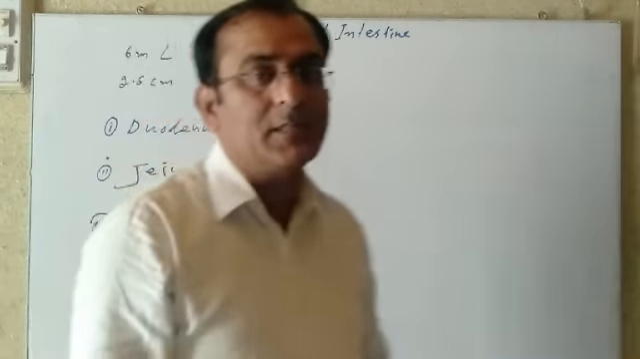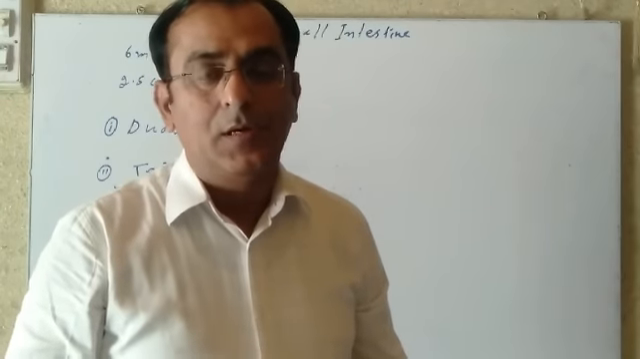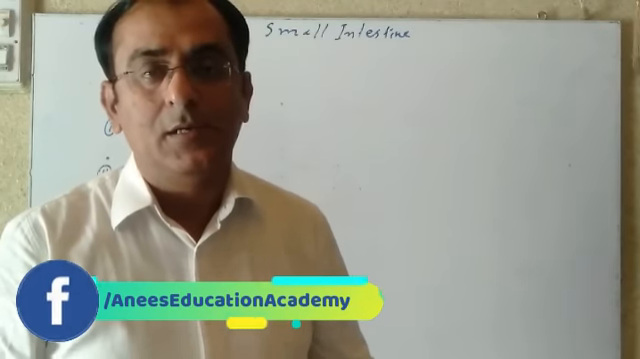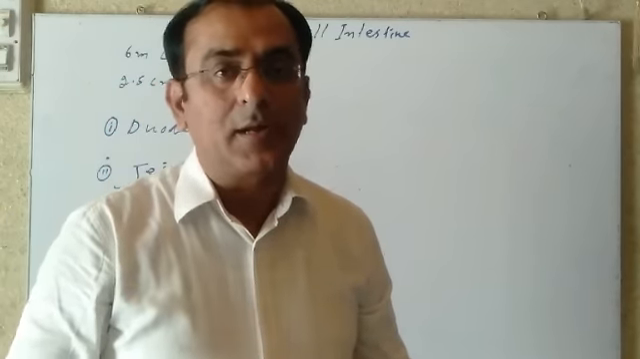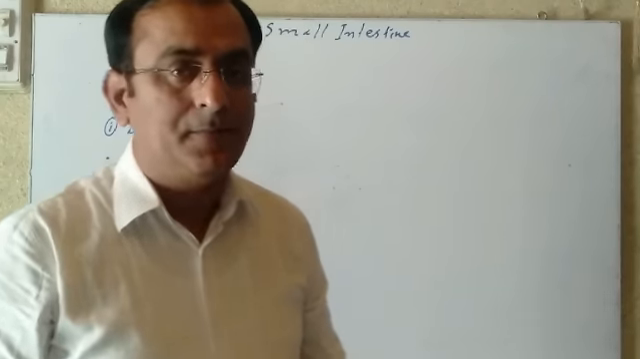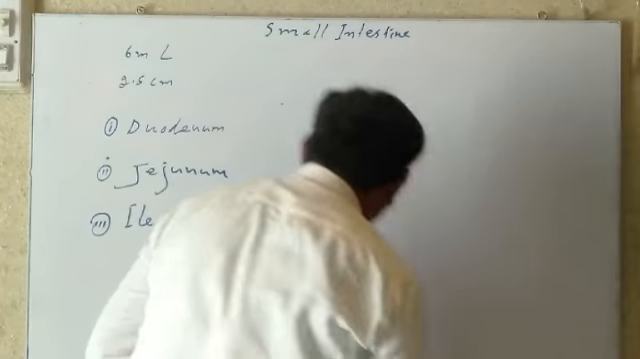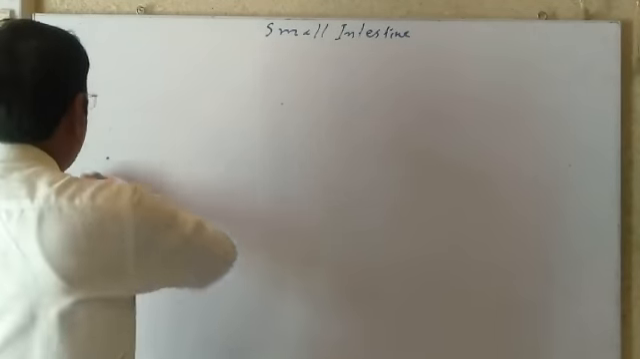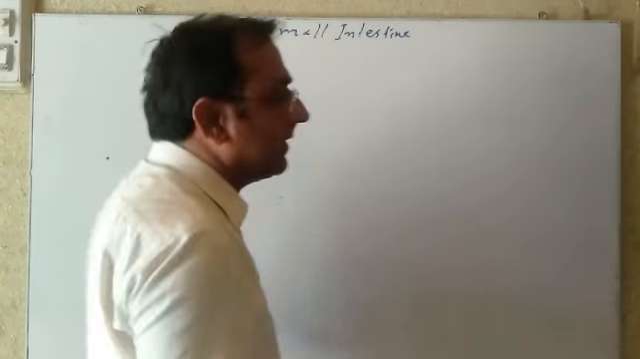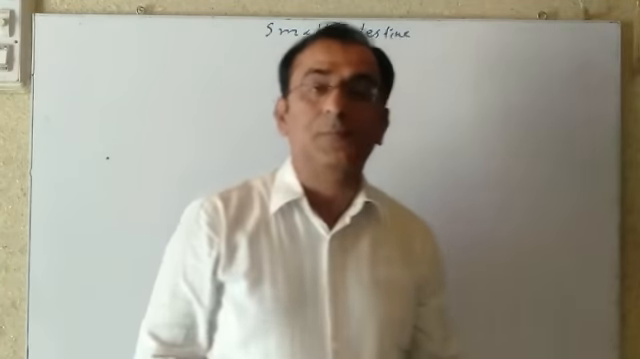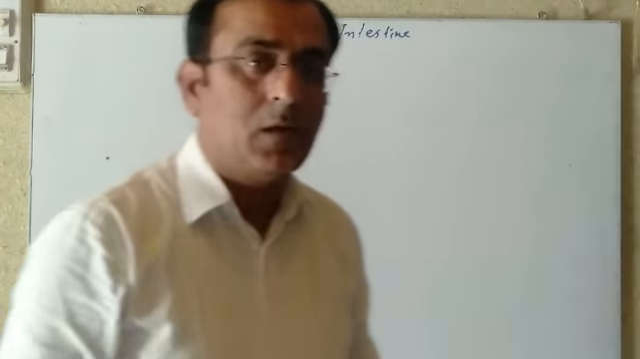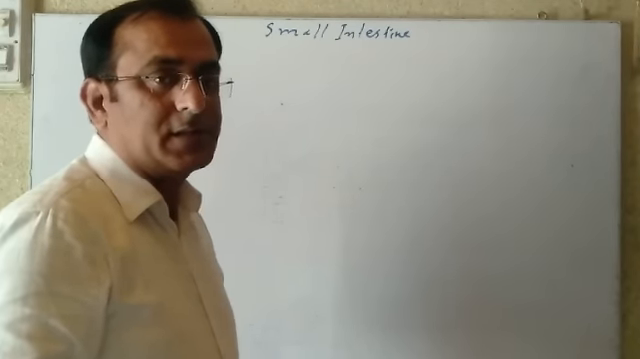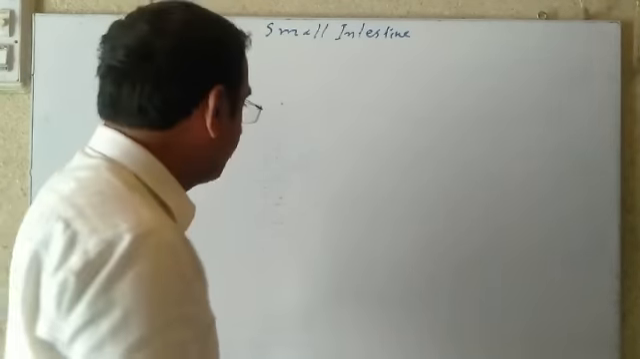So, first of all, we discuss the duodenum. Duodenum is the first part of the small intestine, which starts from the pyloric region of the stomach. Duodenum is a very important part of the small intestine, in which two ducts open and carry the secretion of two most important glands. So now we draw the diagram of these two important glands. Then we discuss their functions.